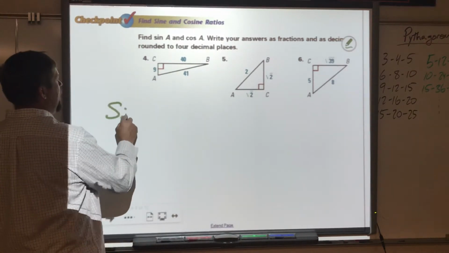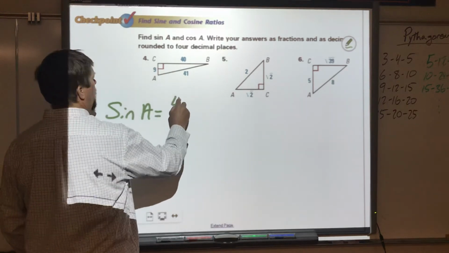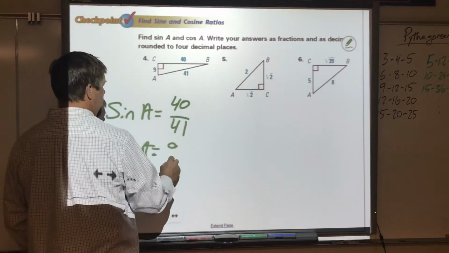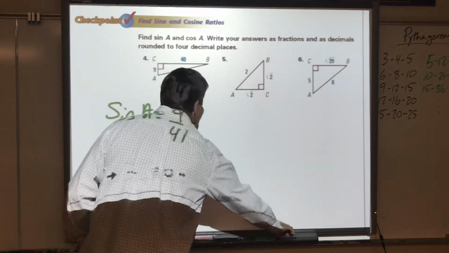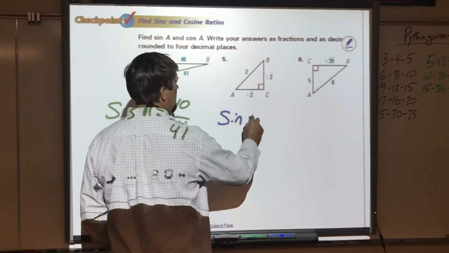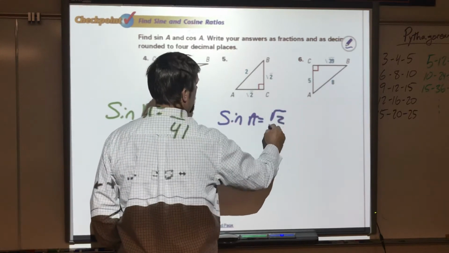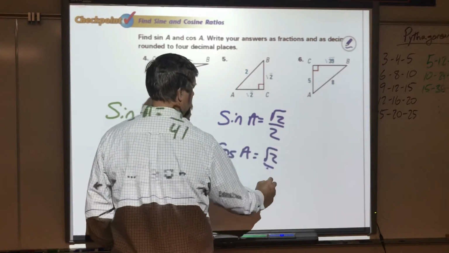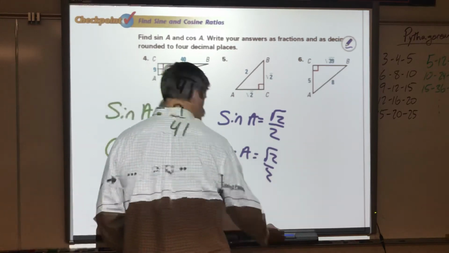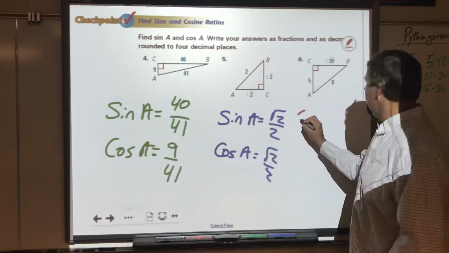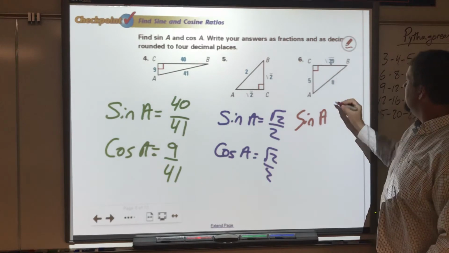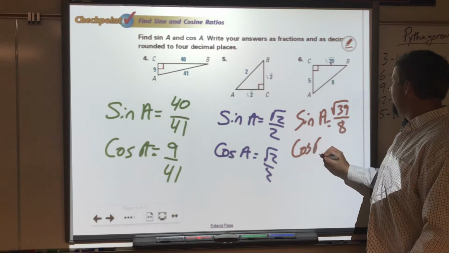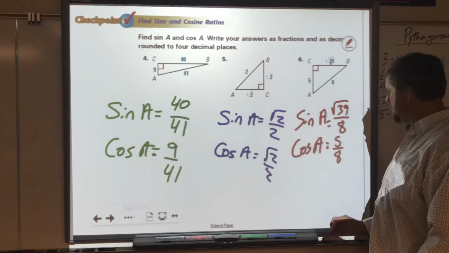So here we have the sine of A equals 40 over 41. The cosine of A is 9 over 41. The sine of A is the square root of 2 over 2. The cosine of A is the square root of 2 over 2 because they're the same. The sine of A is the square root of 39 over 8. The cosine of A is 5 over 8.